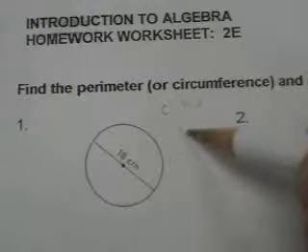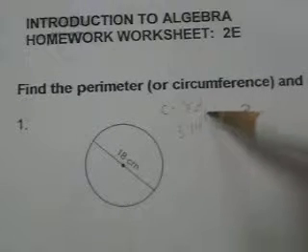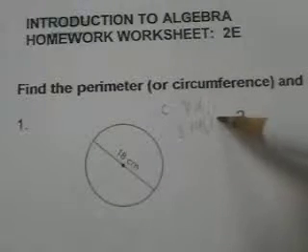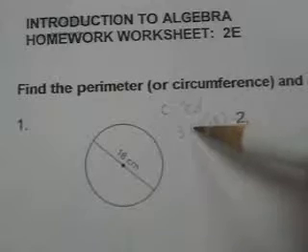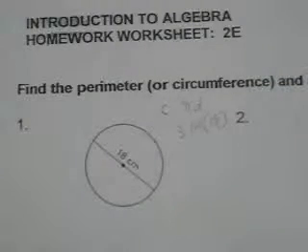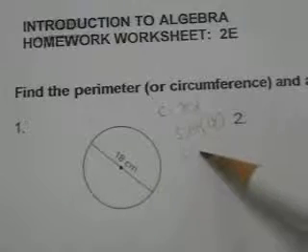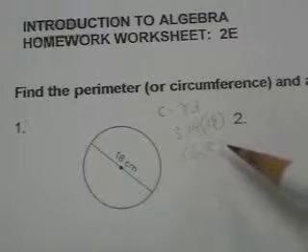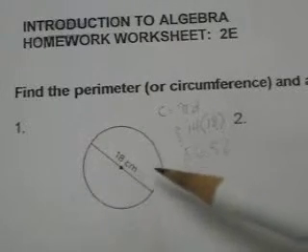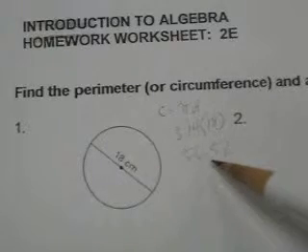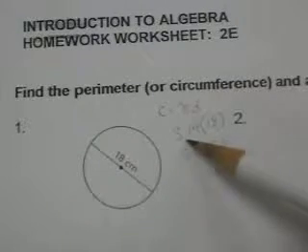So pi we said we can represent as 3.14. Diameter, in this case, is going to be 18. So when we multiply 3.14 times 18, we will get our circumference. 3.14 times 18 gives us 56.52. Okay, we've been stressing to use the appropriate units. And on number 1, our units are centimeters, so our circumference is in centimeters.